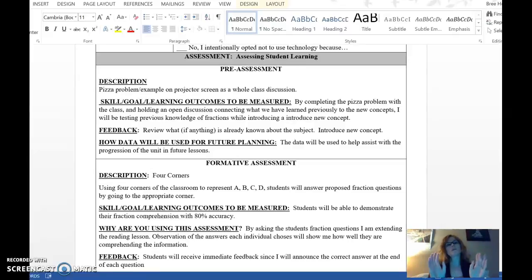So the pre-assessment is done on the document viewer so they can all do it from their seats. I'm sorry, I skipped a part. So we're going to stay in our seats. We're going to do the pizzas together, and then to introduce the new terms, I'm going to continue using the document viewer, the whiteboard.